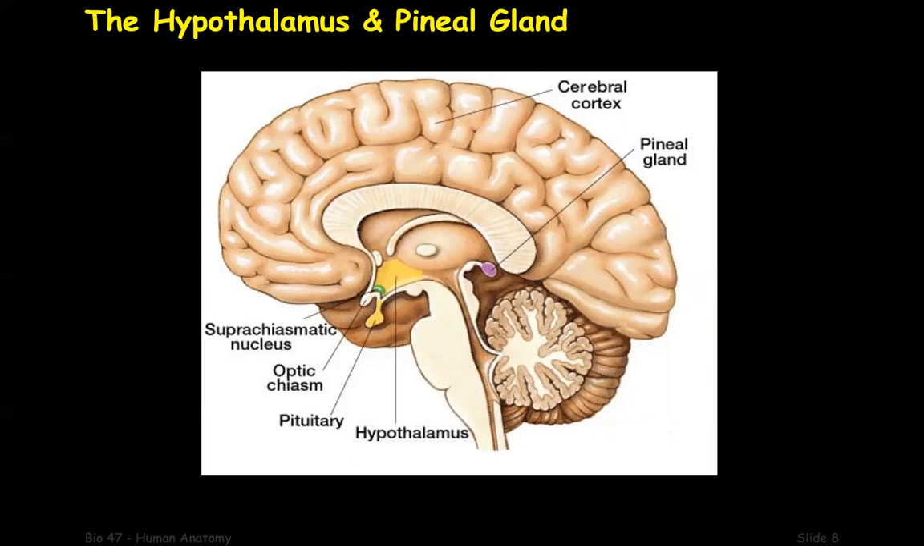So there's the pineal gland over here in fuchsia in relation to the hypothalamus, shown in yellow, and the pituitary dangling below it with the anterior and the posterior portions.